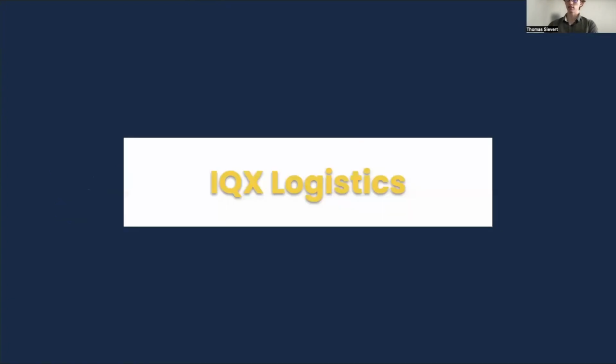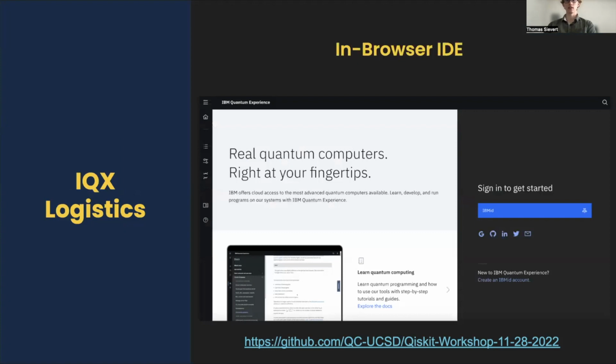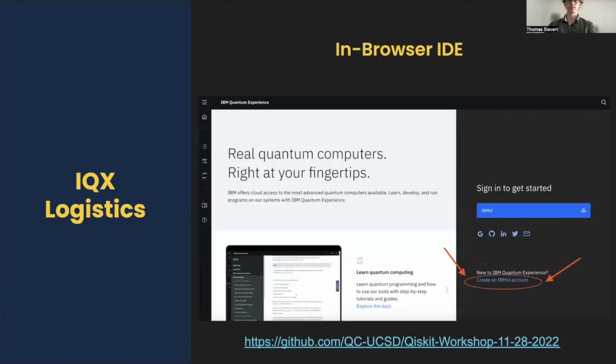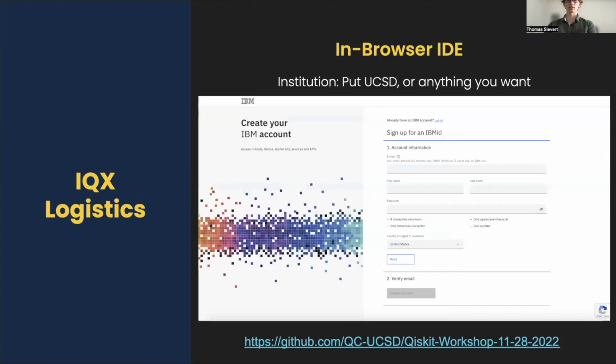Okay, so here are the slides on how to make an IBM account. I'm just going to skip through these quickly, and we'll get to the rest of the content.